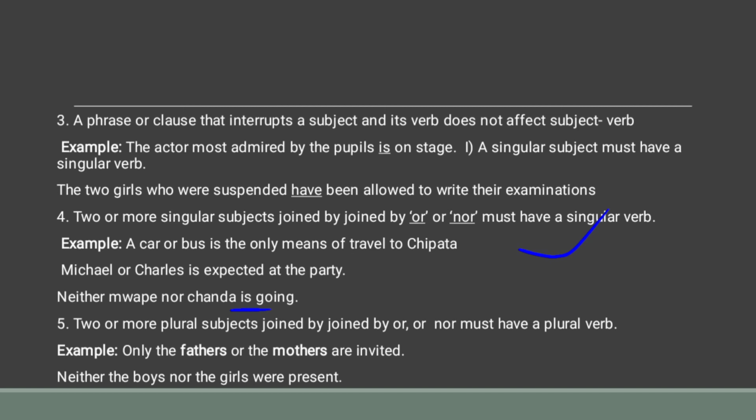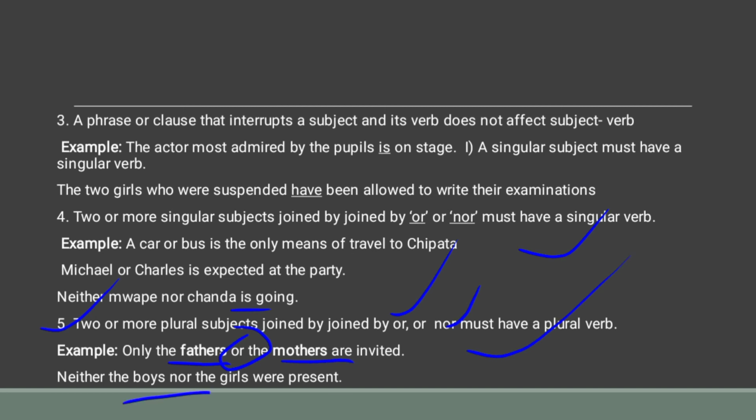Here we're talking about what? Singular subjects being joined by or or nor. Now here we have plural subjects being joined by or or nor, which must have plural verbs. Example: only the fathers or the mothers are invited. We have the fathers, plural subject, mothers, plural subject, being joined by what? Or. So, in this case, according to rule number 5, we use a plural what? Verb. Plural verb. So only the fathers or the mothers are invited.